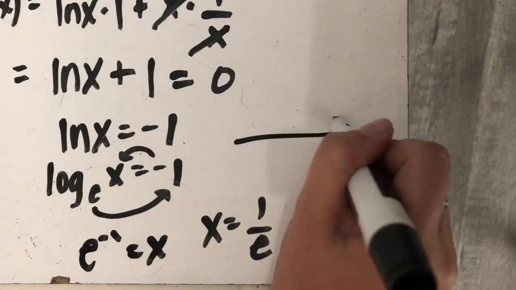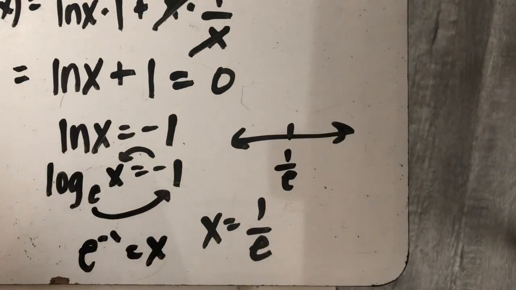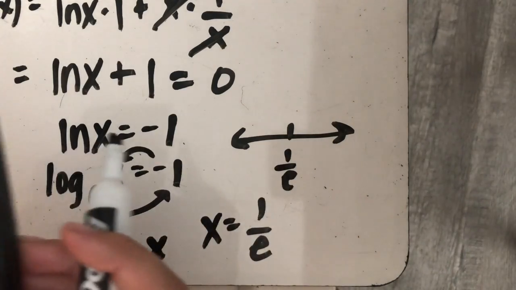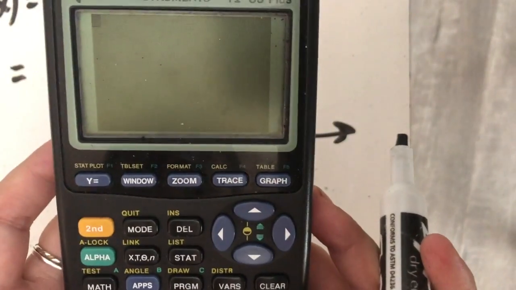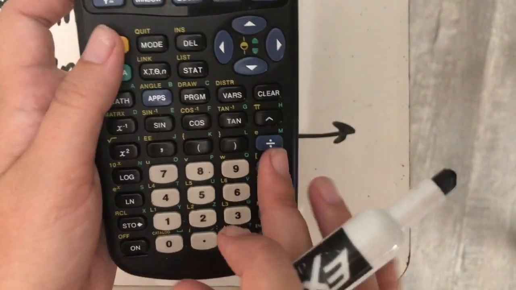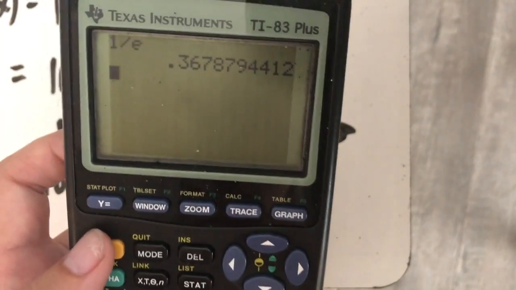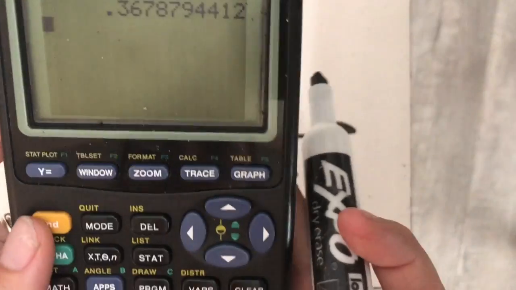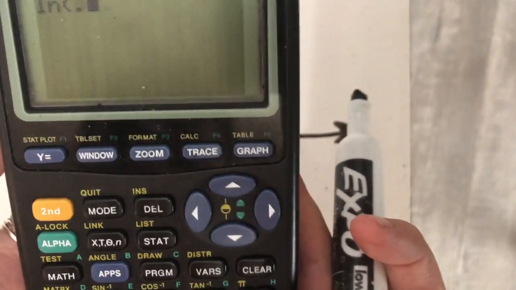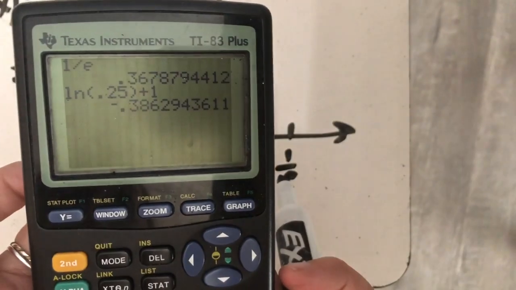Now I'm going to make my number line. 1 over e. So I need to check something to the left of 1 over e. So in my calculator I can figure out what 1 over e is. And again, this is a calculator question, which I know because we've got some stars next to it. So I'm going to do second, and then the e button is right here, just to figure it. So we're at 0.367. So I'm going to plug in something a little bit less than that. Let's plug in 0.25 into my original here. So I would have the ln of 0.25 and then plus 1. And that gives me a negative value here.